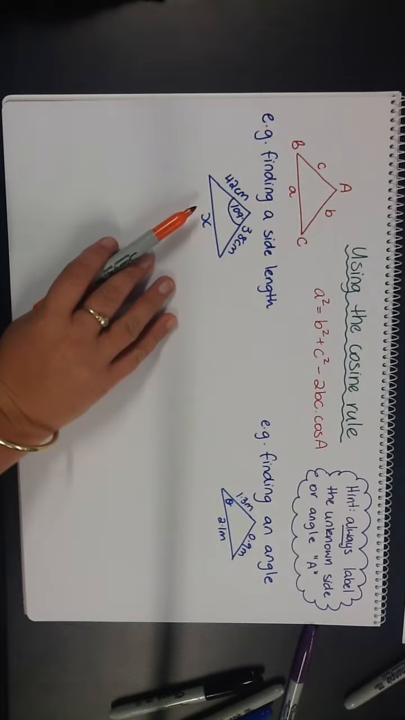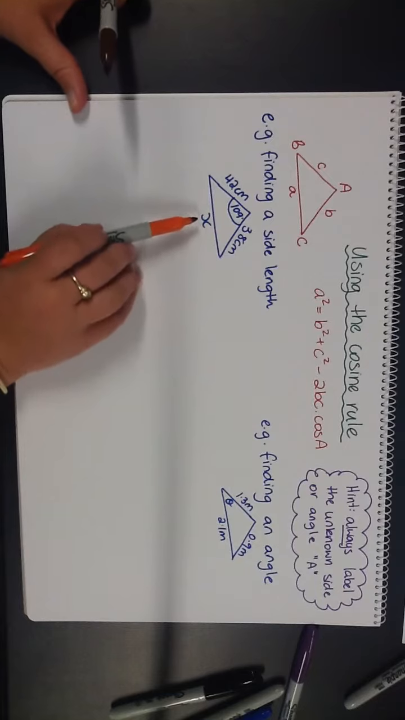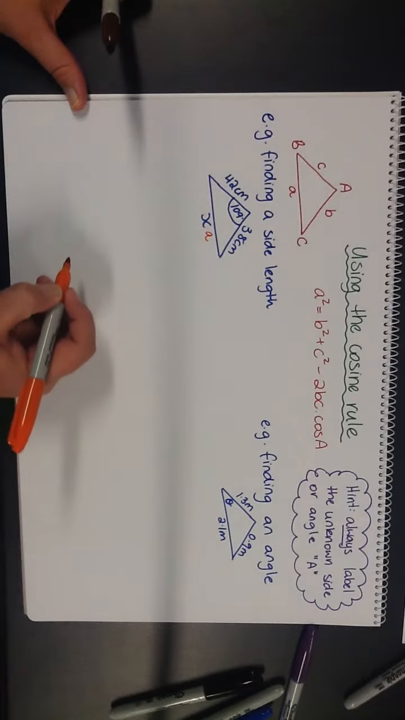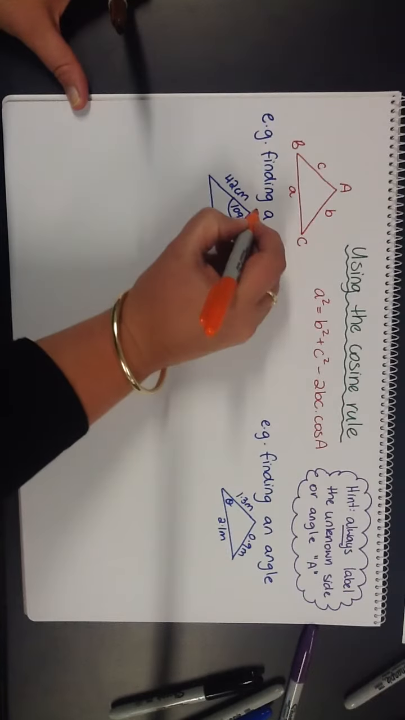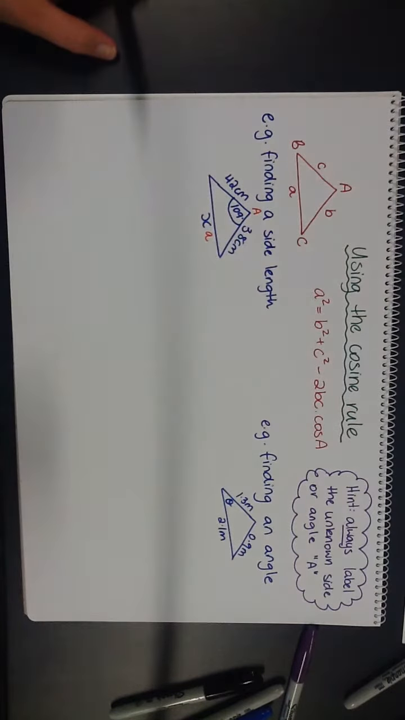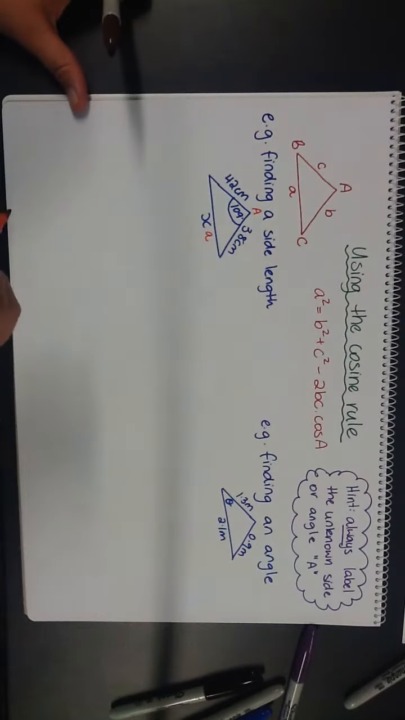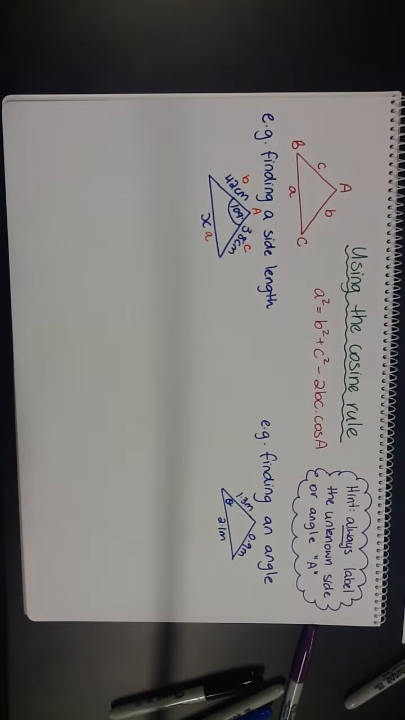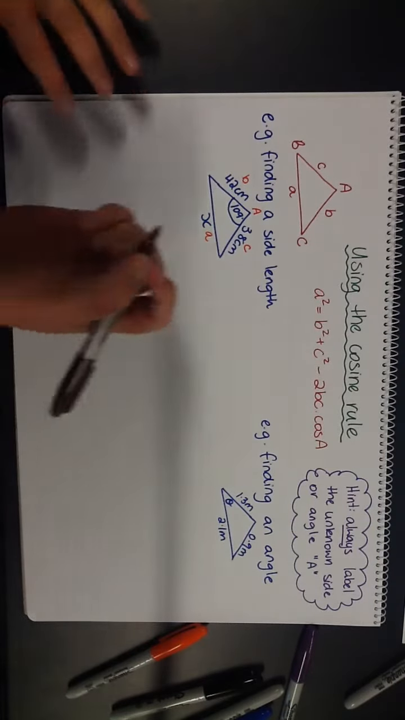If we start by finding the side length, this is our unknown side here. It's got an X on it, so that's the side that we're going to call A. Automatically, that means its opposite angle must be a capital A, and then the other two sides don't really matter, but I'm going to call this one B and this one C. Alright, so our first step is always to write the rule.